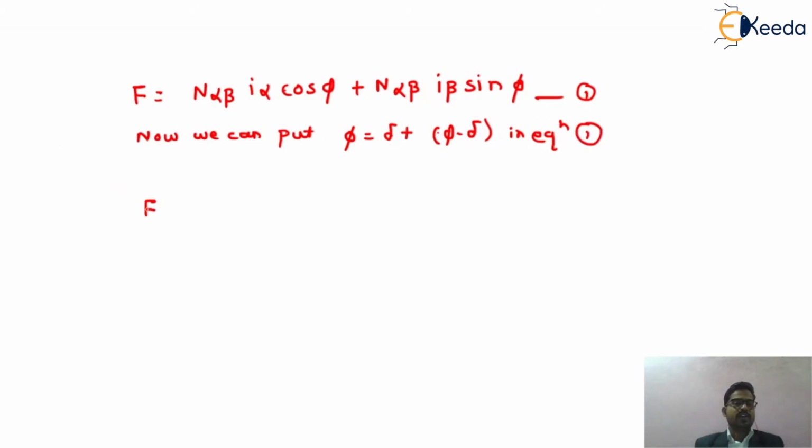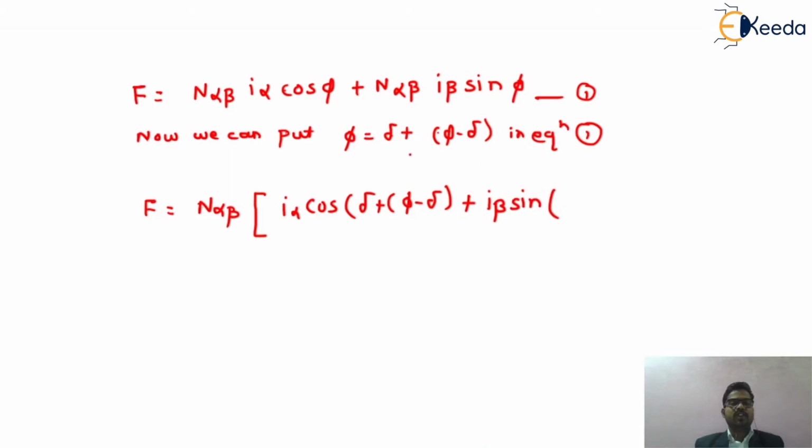So we are now substituting, that is F is equal to, we want to take the common term, that is N alpha beta, into both terms. So N alpha beta, in bracket we write I alpha cos of delta plus phi minus delta, plus I beta sine, again substituting the value of the angle, that is delta plus phi minus delta. This is the equation.